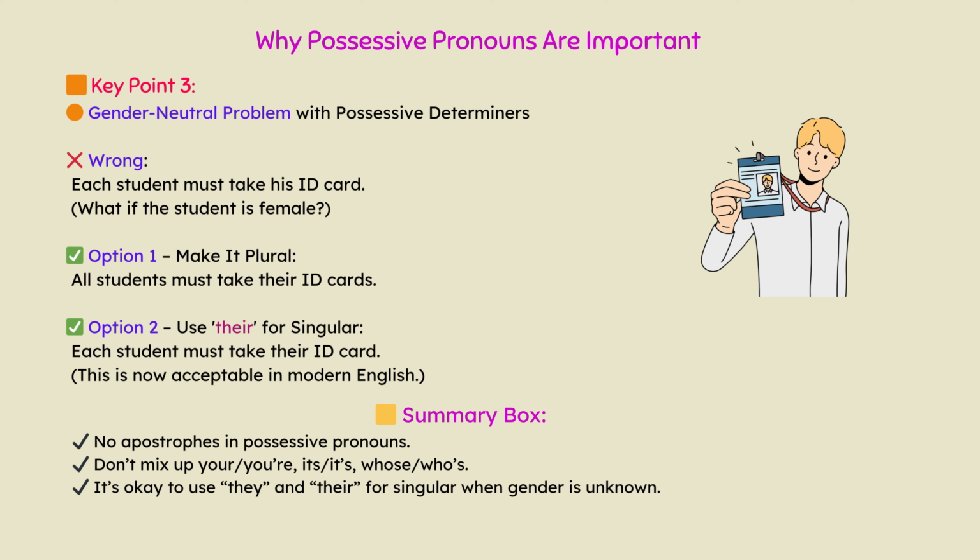Let's recap. Never use apostrophes in possessive pronouns like yours, hers, ours, or theirs. Don't mix up these: your versus you're, its versus it's, whose versus who's. And yes, you can use they and their when the gender is unknown or when you're speaking generally.